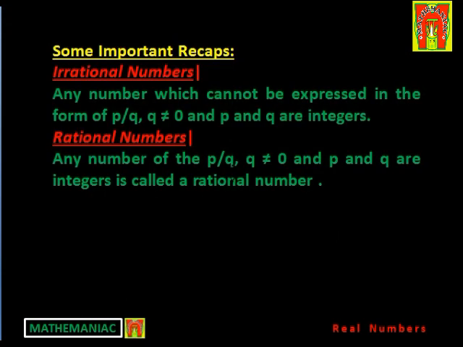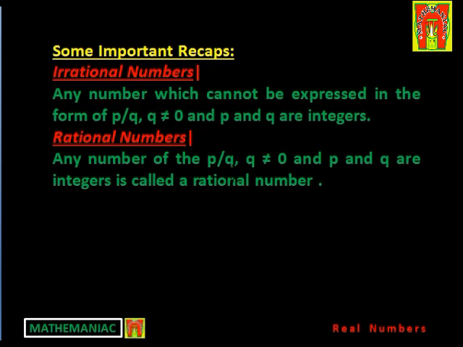Before that, some important points are to be discussed. Some important recaps, because you got these things in class 7 and 8: irrational numbers. Any number which cannot be expressed in the form p by q, where q is not equal to 0 and p and q are integers. If you are unable to express it as a fraction with integral numerator and denominator, then that is not a rational number, rather it is an irrational number, right?